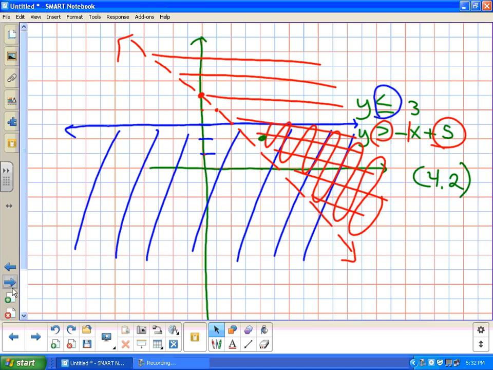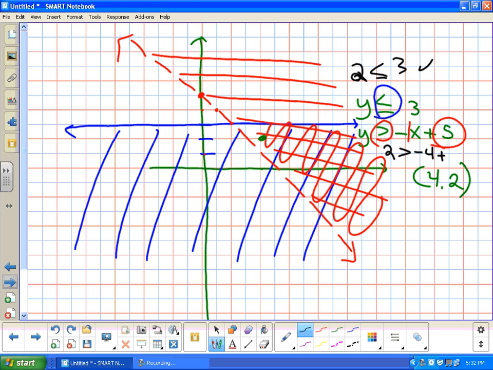So for the first inequality, I have 2 is less than or equal to 3, and that's a true statement. And if I put 4 comma 2 in the second inequality, I get 2 is greater than negative 4 plus 5. Negative 4 plus 5 is 1. 2 is greater than 1 is also a true statement. So I have my solution, again, is in the double shaded region. Let's try another example.